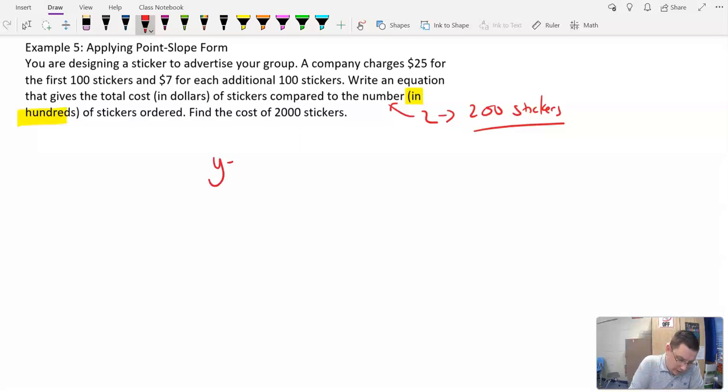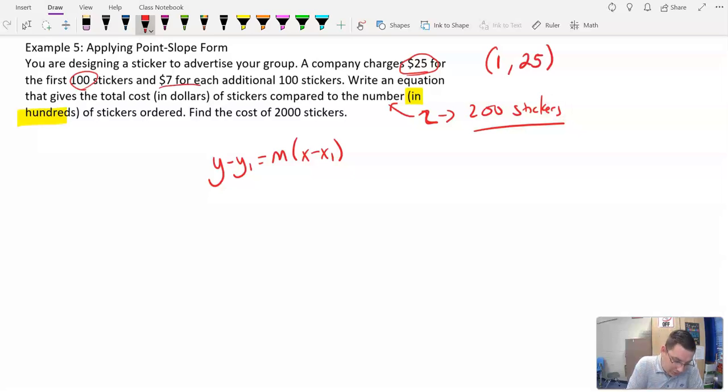And so y minus y sub 1 is equal to m times x minus x sub 1. So here's what happens. The 25 is the initial charge for how many stickers? 100. So my ordered pair, what's the cause and effect? I have 100 stickers. So I'm not going to use 100 because remember, if I have 2 for this, I have 200 stickers, right? So I'm going to use 1 to represent 100 stickers. And the cost of that is $25.